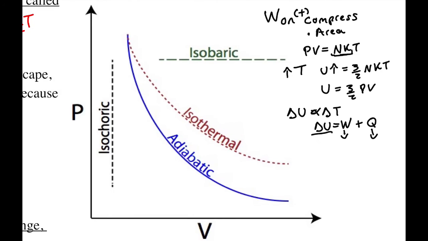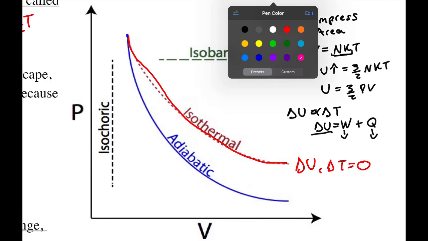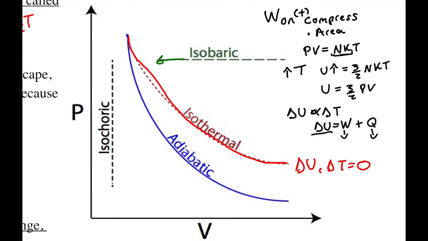The processes we went over today are isothermal. In an isothermal process, the change in U, or the change in temperature, is 0. That means there's work and heat being exchanged. The next process we have is isobaric. In an isobaric process, that means there is no delta P, right? But there is a delta T and there is work that will be done on or by the system.